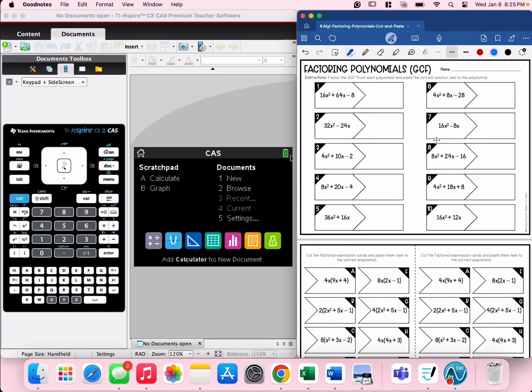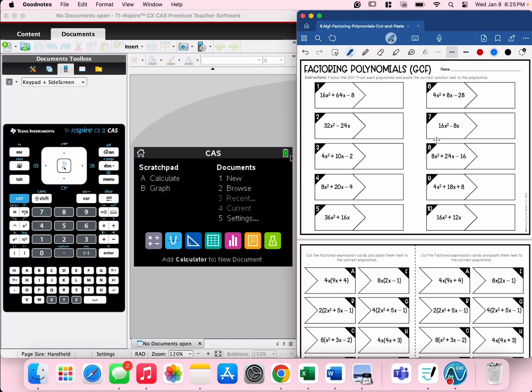For today, you are going to be completing a cut and paste activity over factoring polynomials by taking out the GCF, or the greatest common factor. So if you did not complete your assignment yesterday, you are more than welcome to complete that assignment before you complete today's assignment. However, they both need to be completed.